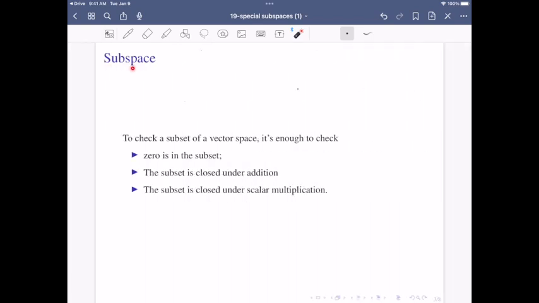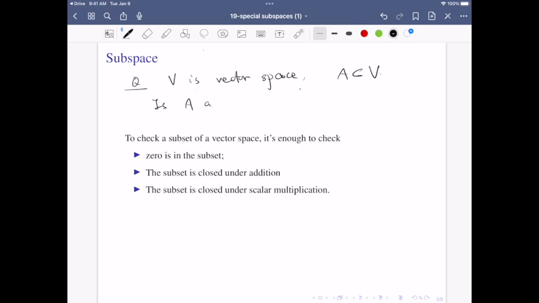We first look at subspace. What is a subspace? It is a vector space, but from another larger vector space. And we're often asked the question: suppose V is a vector space, and A is some subset of V. Is A a subspace? Which means you want to check all conditions of vector space for this A.